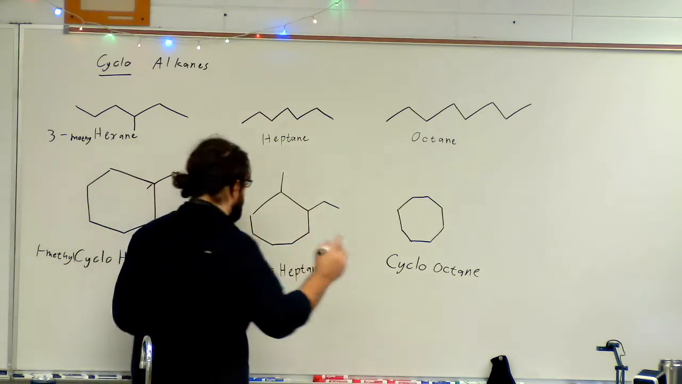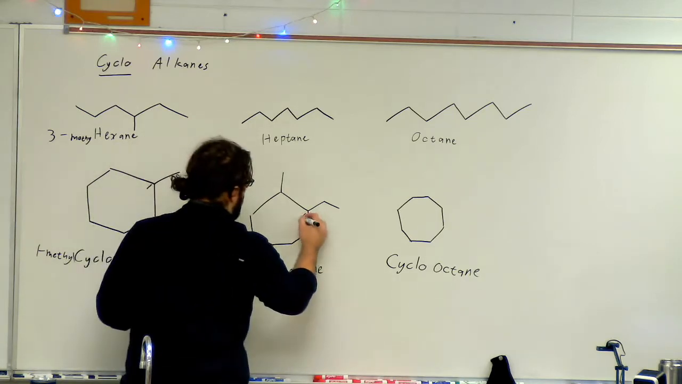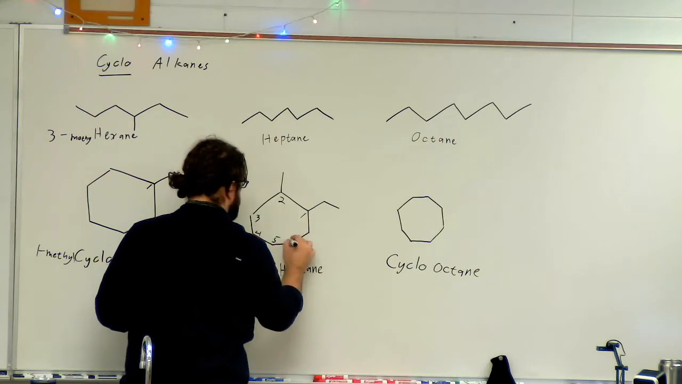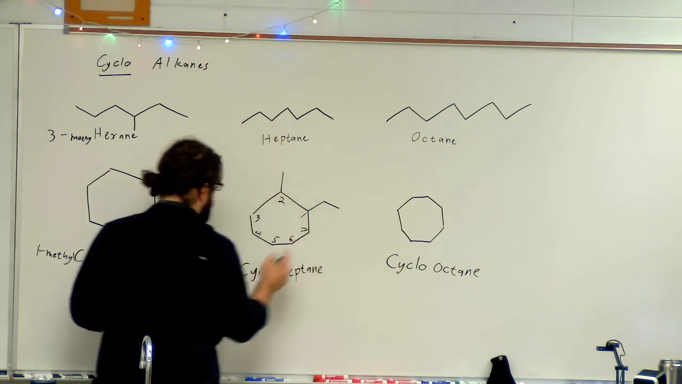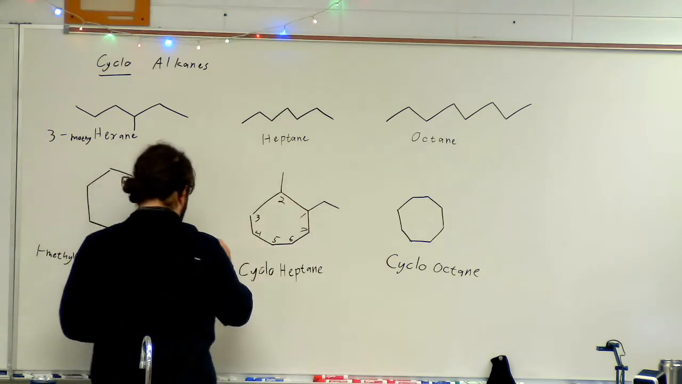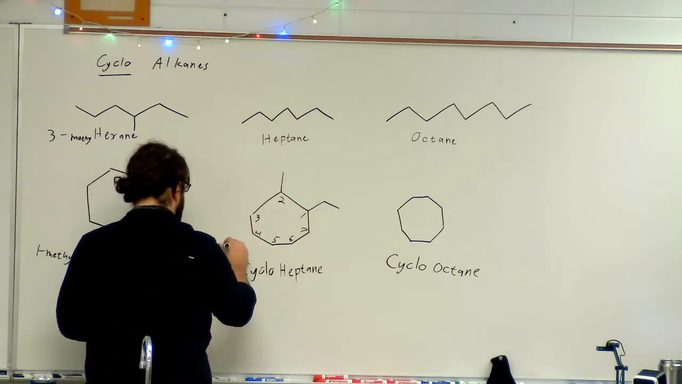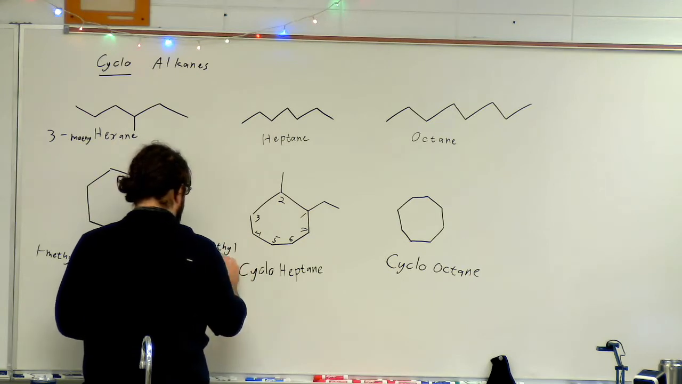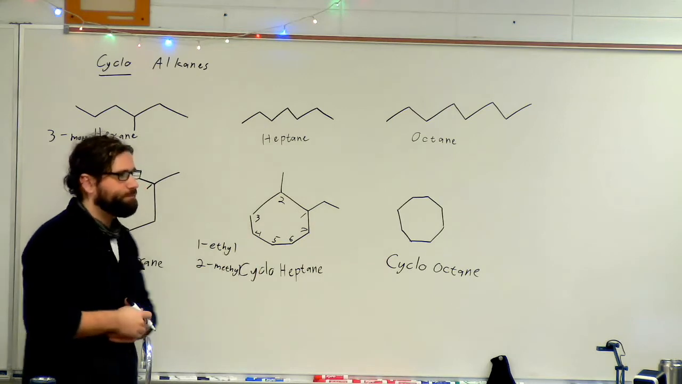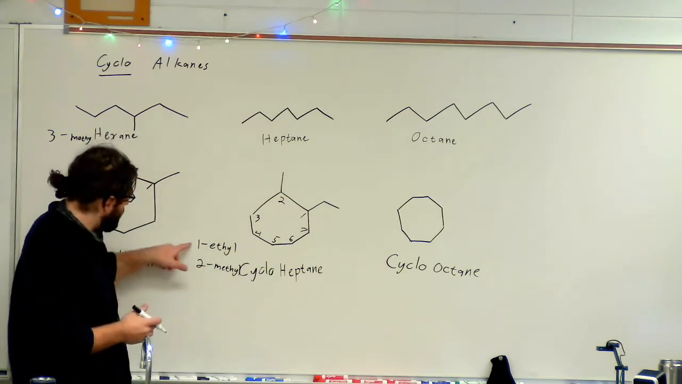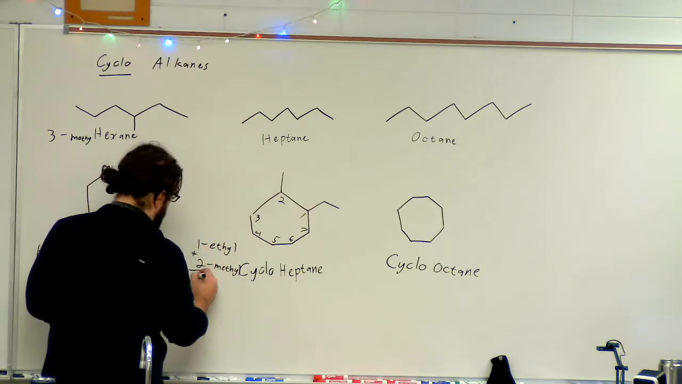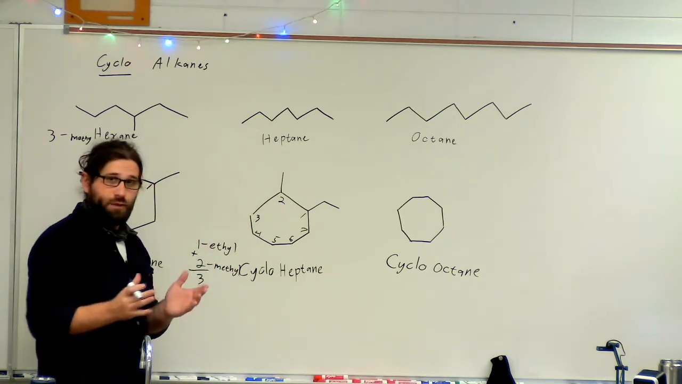Let's see what that means. Let's go through this and make sure that makes sense. So I could go 1, 2, 3, 4, 5, 6, 7. So this is 1-ethyl, 2-methylcycloheptane. My total here, 1 and 2, if I add these together, is 3, right?